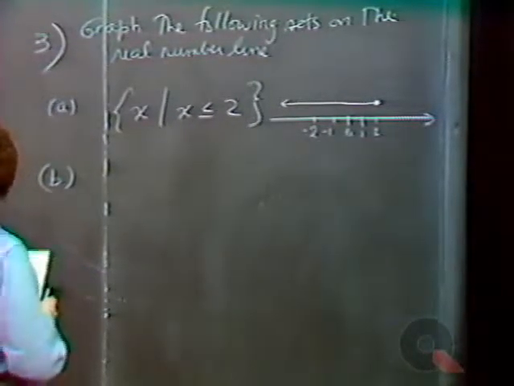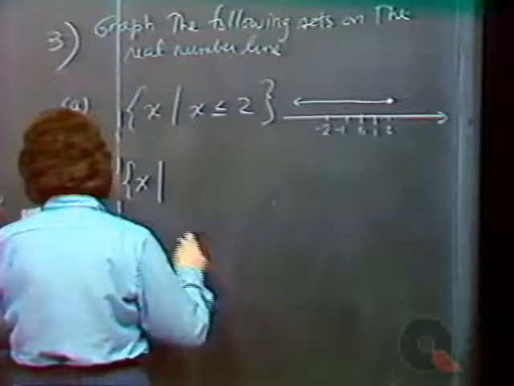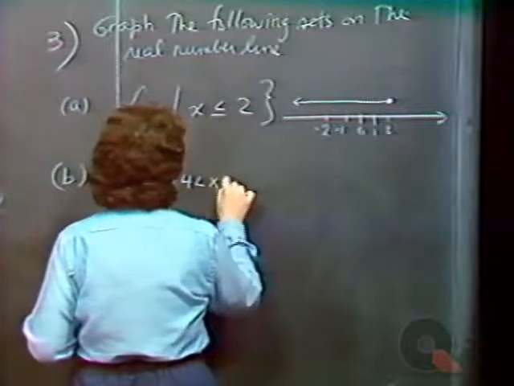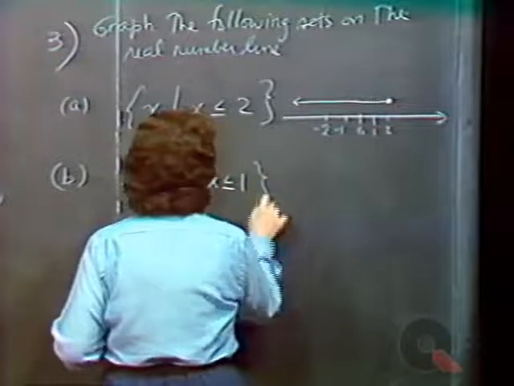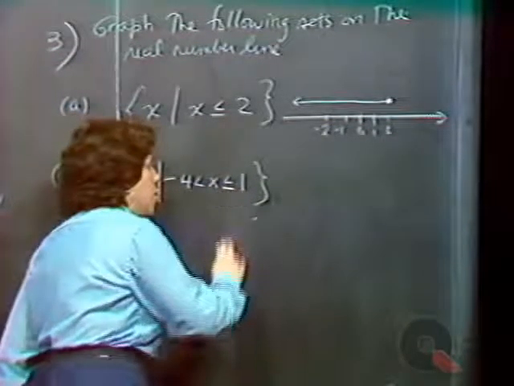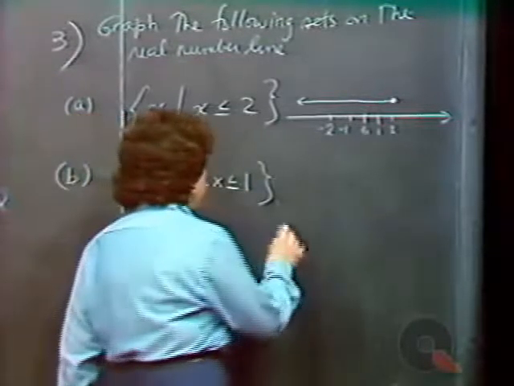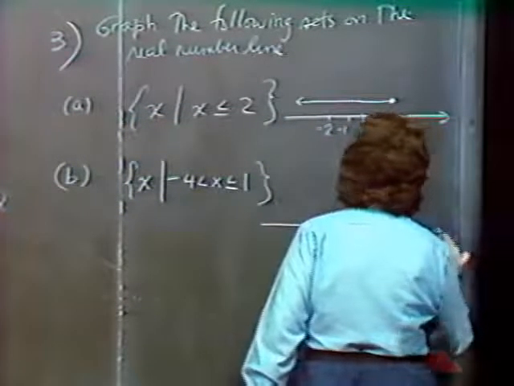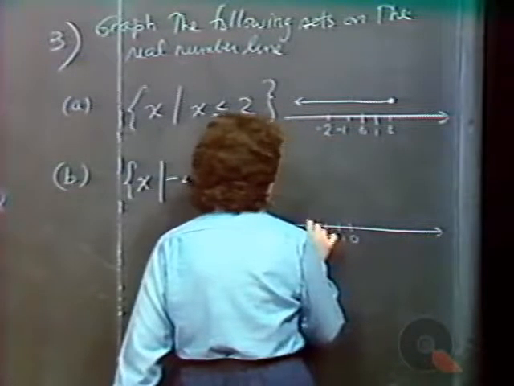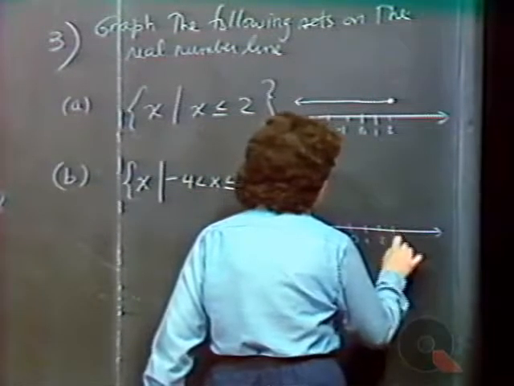Okay, in part B, the set of all x such that -4 is less than x is less than or equal to 1. I want all x values between -4 and 1, excluding -4, but including the right endpoint of 1. Here is my number line. 0, -1, -2, -3, -4, 1, 2, 3, 4.